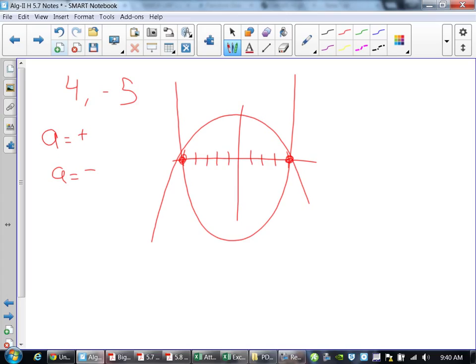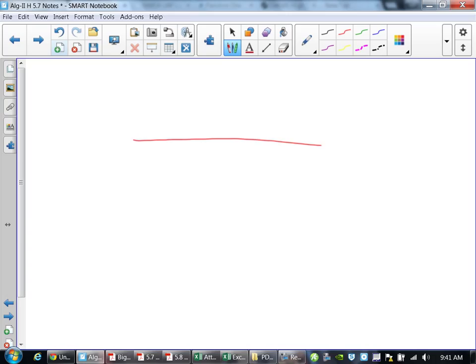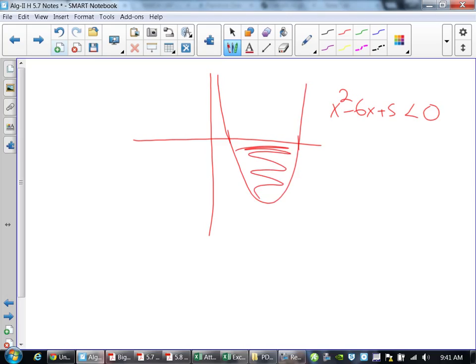Well, no. What's happening here is, you go back and you just think of the regular zeros. You had zeros at 5 and 1. It was just asking you, where is this whole x squared minus 6x plus 5, where is this graph below 0? Well, it's below 0 when you graph it between these values. Any value greater than 1 but smaller than 5 will give you an answer that's true.